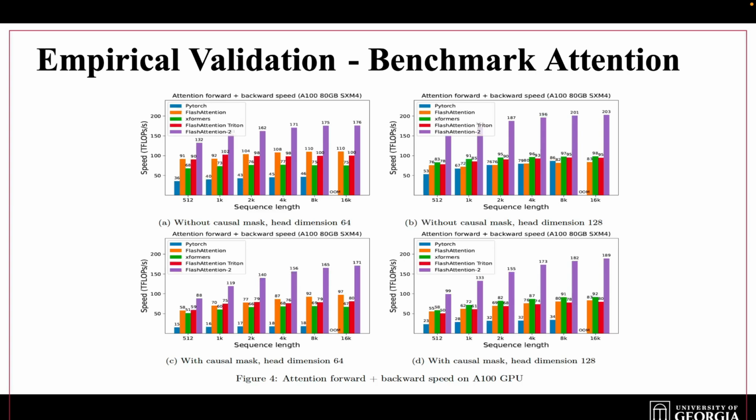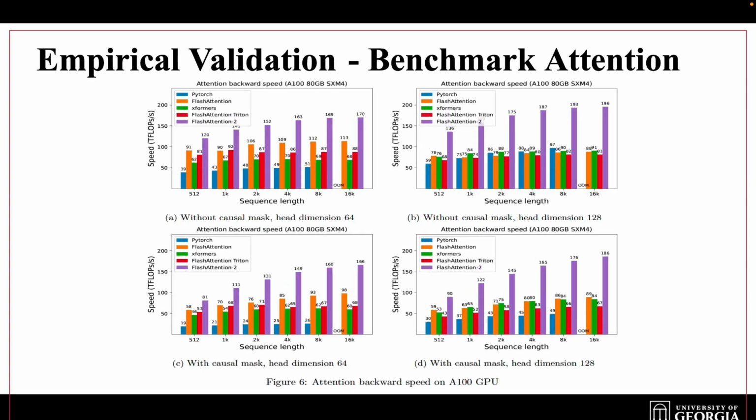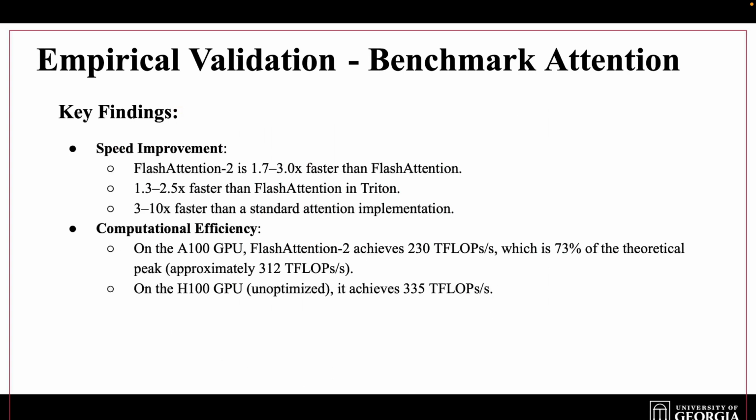Here we have a chart that shows forward and backward pass speed on the A100 GPU across sequence lengths. FlashAttention 2 consistently outperforms others in all scenarios, especially when using a head dimension of 128. So this chart focuses on attention forward pass speed on the A100 GPU. This chart focuses on attention backward pass speed on the A100 GPU.